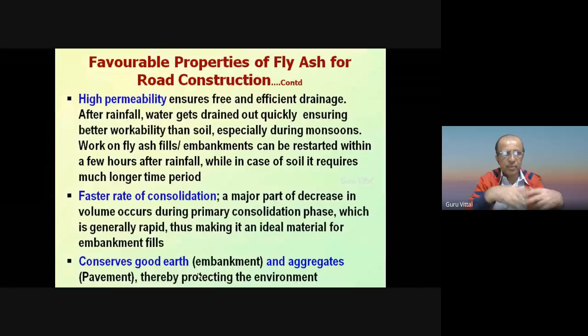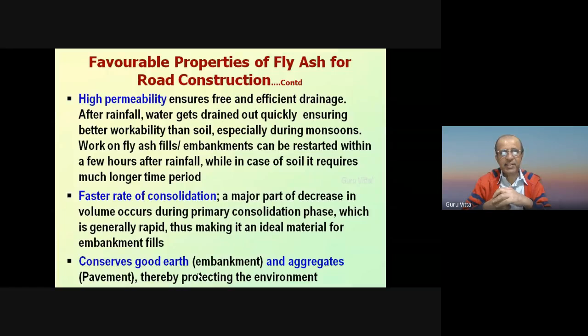So the sandy soil, even if more water has been added, what will happen? It has a very high permeability, so the water will go out. That's why we'll be able to compact the sandy soil and use it immediately after rainfall also. Fly ash also behaves in a similar manner. Faster rate of consolidation: a major part of the volume decrease occurs during the primary consolidation phase, similar to the last point I made in the previous slide.